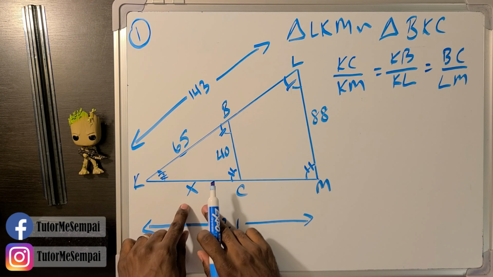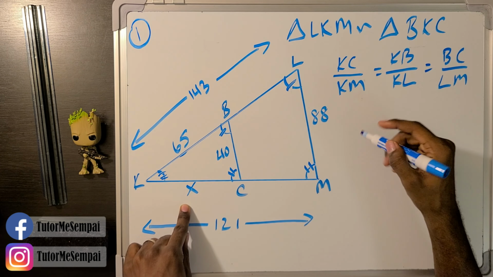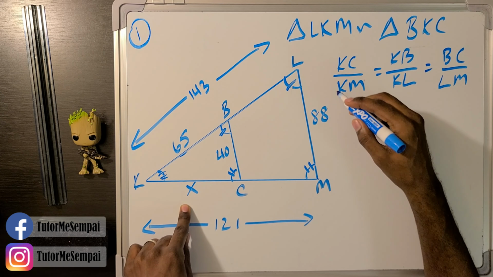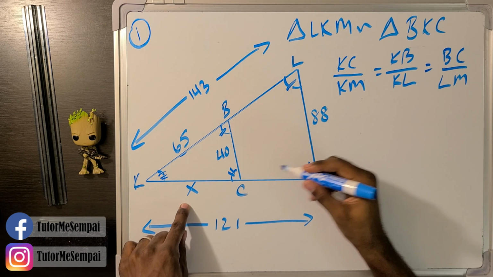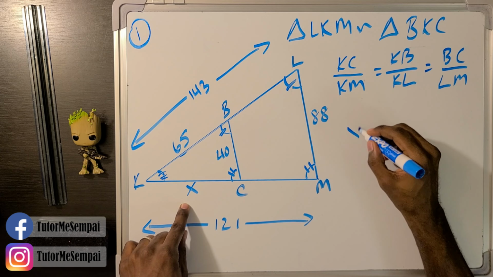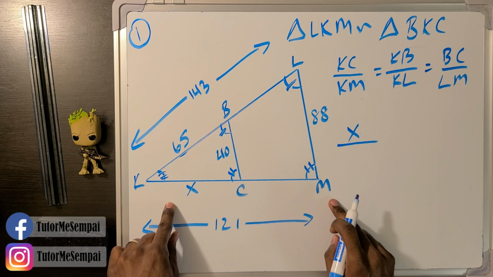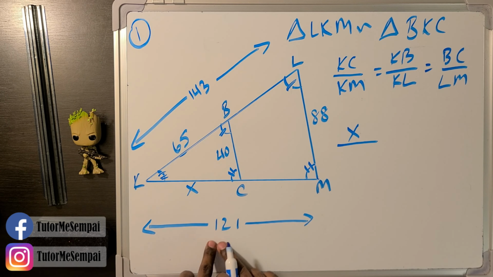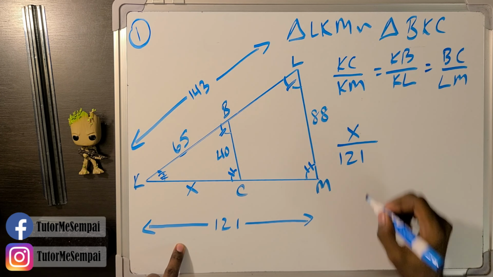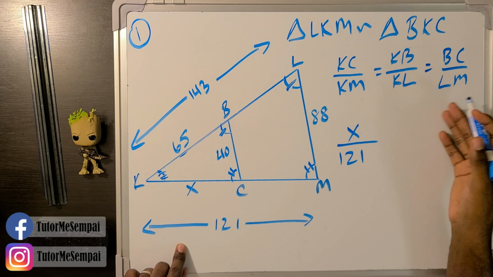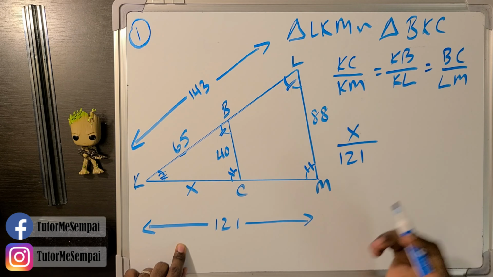So you see, we don't know what this KC is, so we have to have the KC portion of this down here. And we can replace KC with an X because we don't know what X is. However, we know what KM is, right? We have this thing here. KM is going to be 121. And because these ratios are all equal to one another, it doesn't really matter which one you choose.